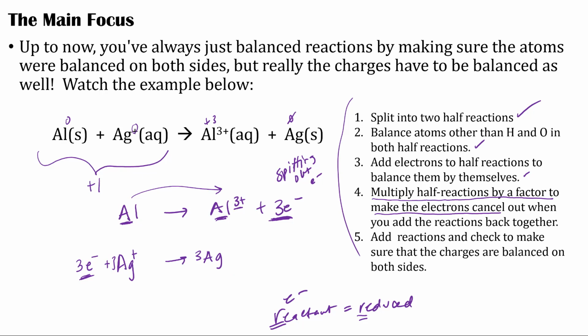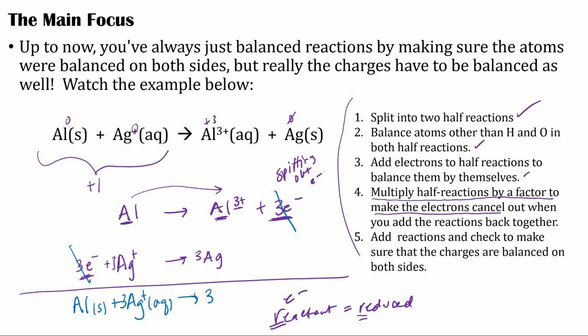And then when I add these reactions back together again, the 3 electrons will cancel out because I have 3 electrons being put out, 3 electrons being put in. So those electrons always have to cancel out when you add them back together. So I have aluminum plus the silver, 3 silver ions, goes to 3 silver atoms, plus aluminum 3 plus. So now when I look at the charges, on the reactant side, I have 0 on the aluminum, and then I have 3 pluses, so that would be plus 3.